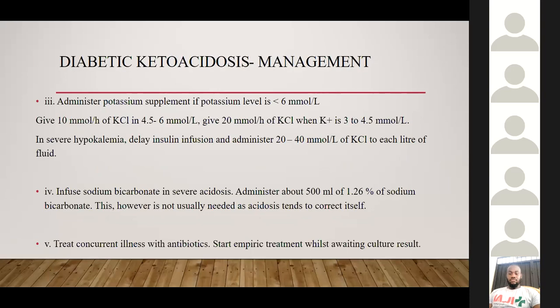Hello, sir. Please, how will you administer the KCL? Is it you add it to the normal saline or direct?